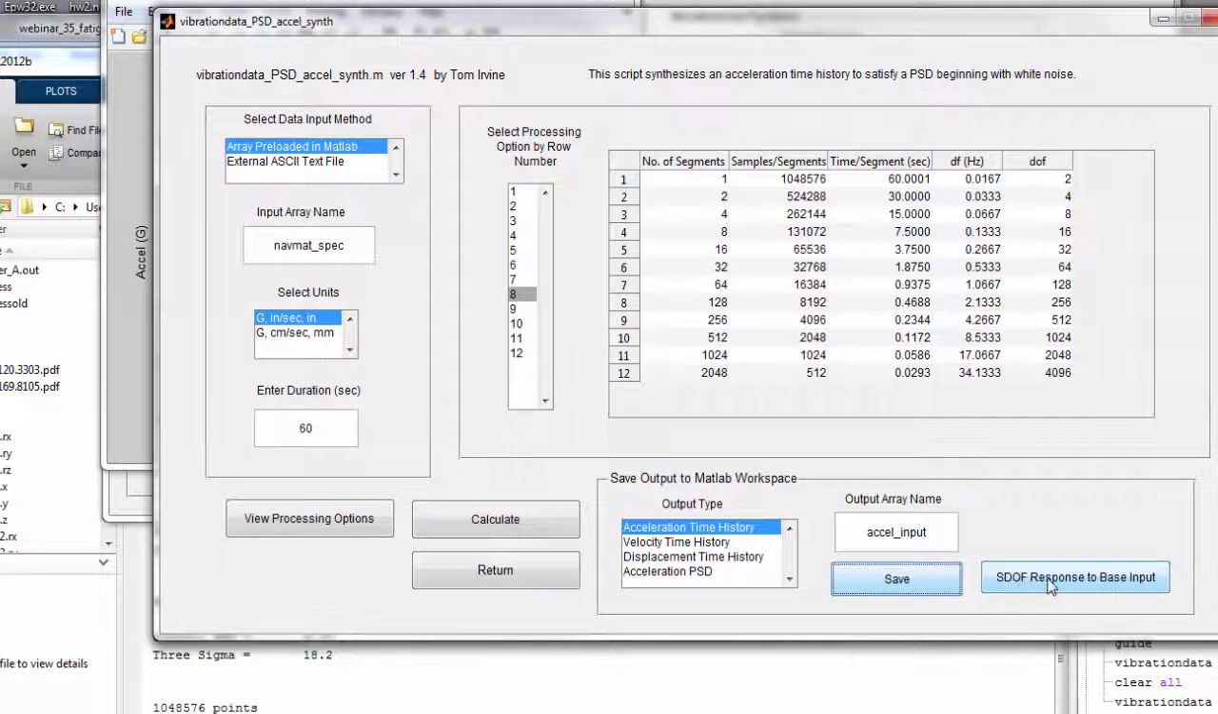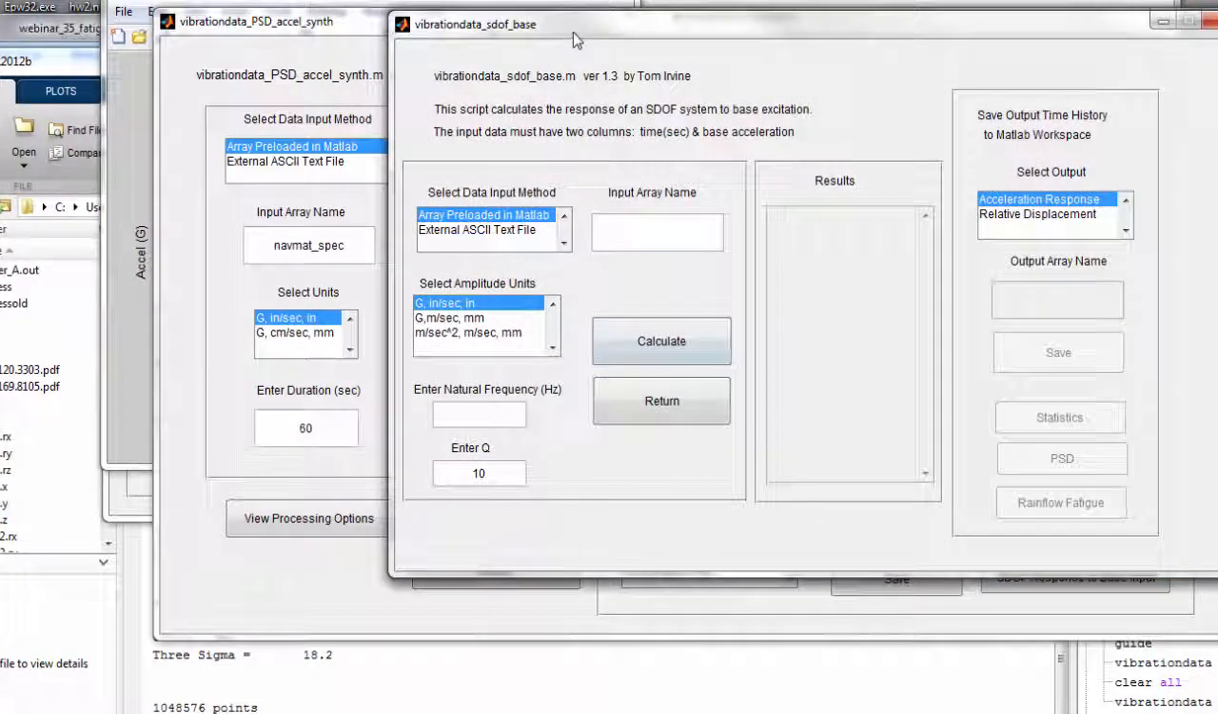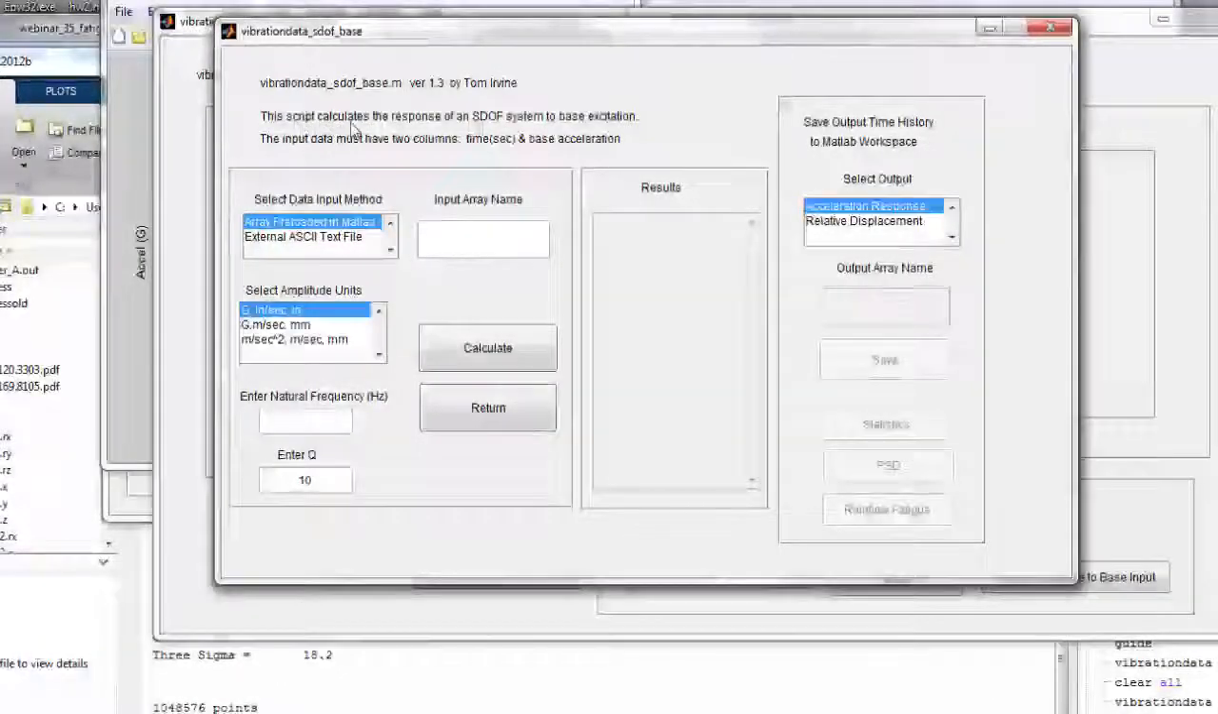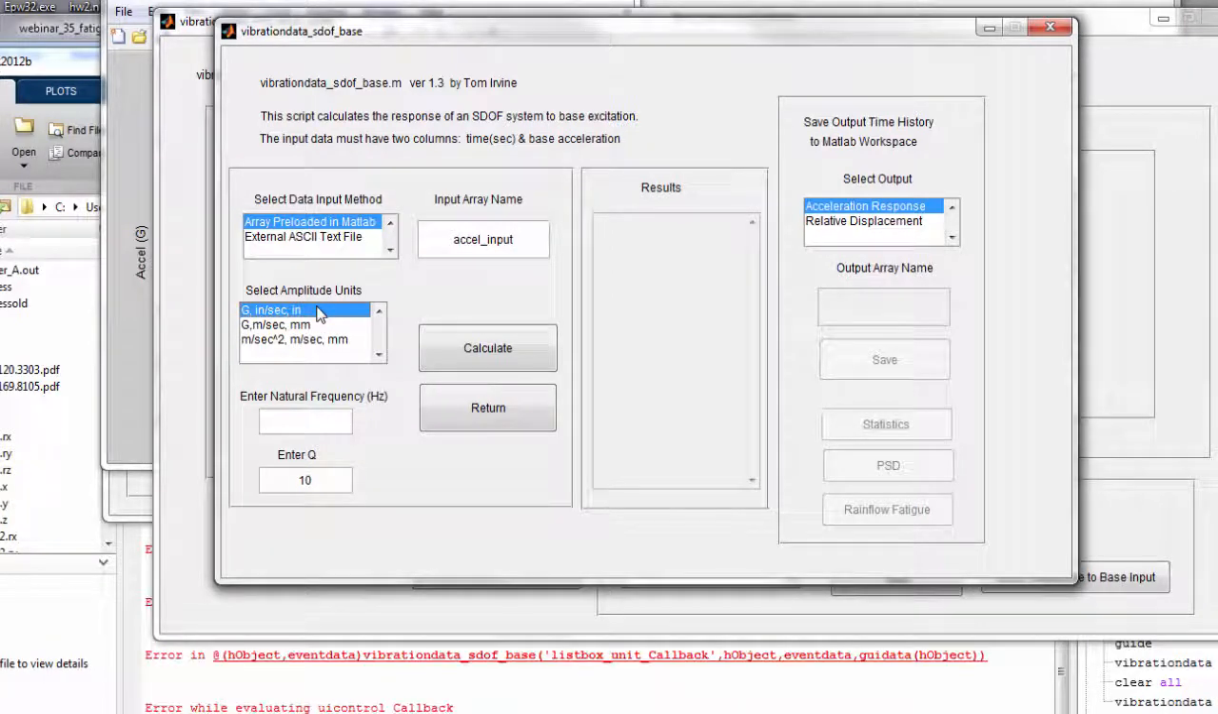And this is a single degree of freedom response to base inputs for a time domain calculation. So let's click on this, and this is one we've run before. This script calculates the response of a single degree of freedom system to base excitation. The input data must have two columns, time in seconds, and then the base acceleration. And preloaded into MATLAB, we have our synthesized time history, Excel_input. Let's go with English units here. And let's go with natural frequency of 300 hertz. And let's go ahead and calculate what our single degree of freedom system response will be.